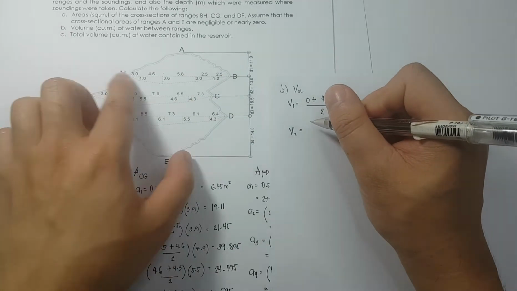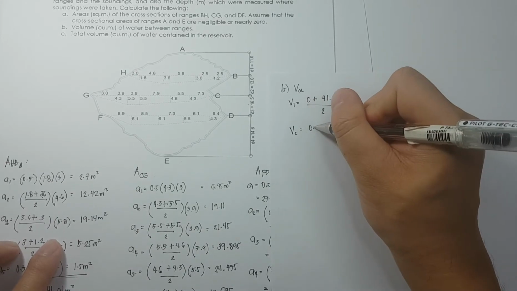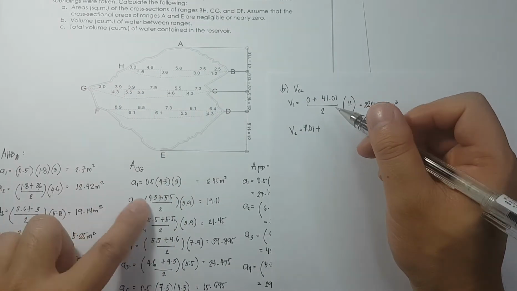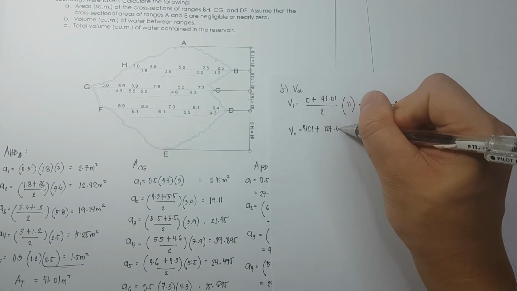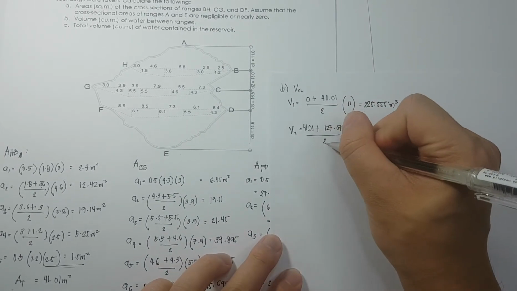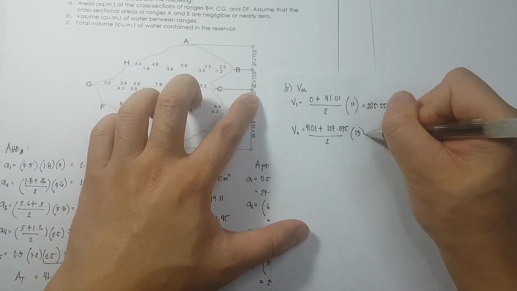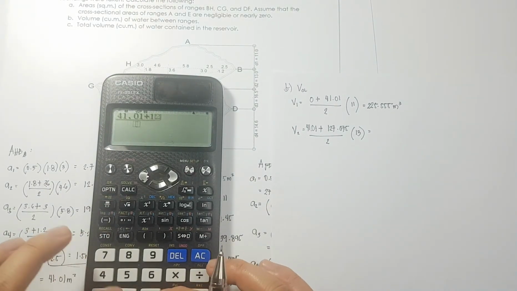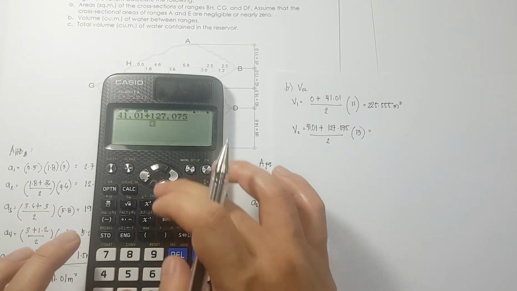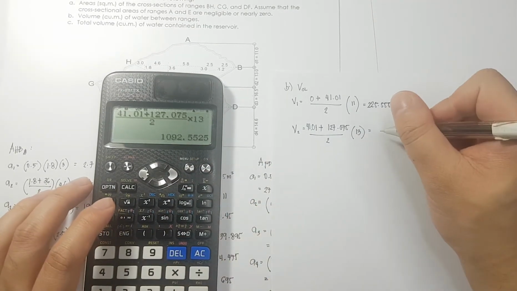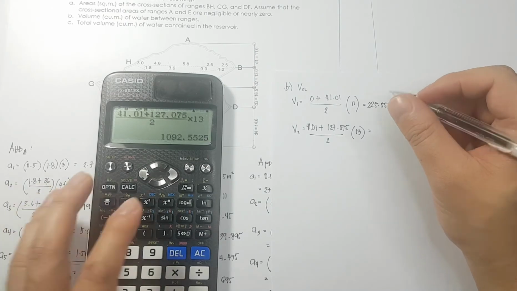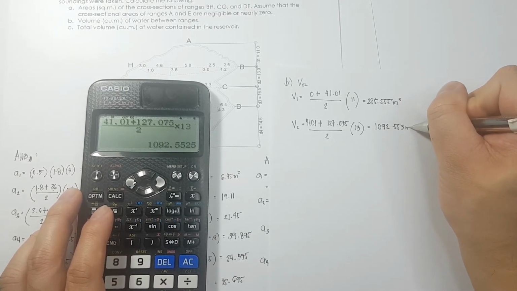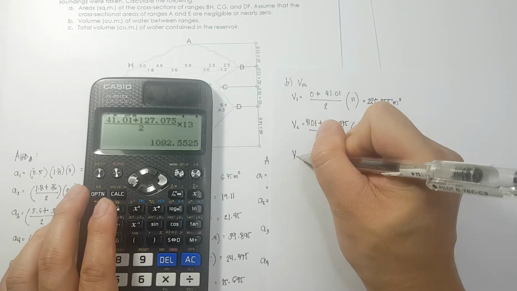Okay? Now for the volume 2, it is the area here plus here divided by 2 times 13. So area HB is 41.01 plus the area of CG, and that is 127.075 divided by 2 times the length of 13, and that is equivalent to 41.01 plus 127.075 over 2 times 13, which is 1,092.553 cubic meters. Next would be volume 3.